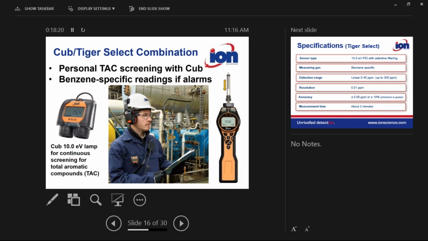Ion Science calls this the TAC reading, total aromatic compound. So they use this as a continuous screening for TAC. That's their terminology.